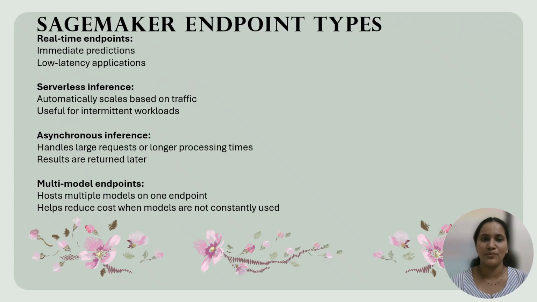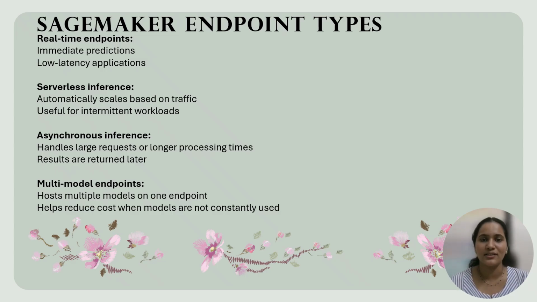Amazon SageMaker provides different types of endpoints to support different machine learning workloads. First, real-time endpoints are used when predictions are needed immediately. They are ideal for low-latency applications such as fraud detection, recommendation systems, and chatbots. Next, serverless inference automatically scales resources based on incoming traffic, making it a cost-effective option for applications with unpredictable or occasional requests because you only pay when the endpoint is used.